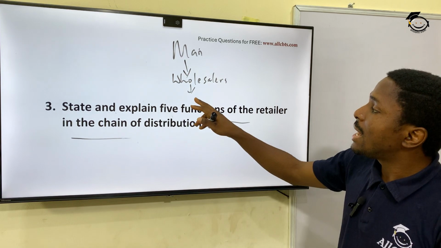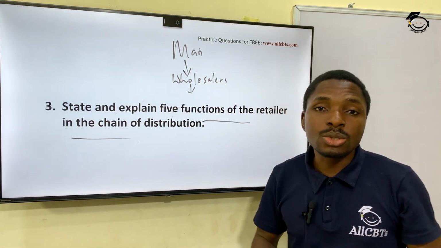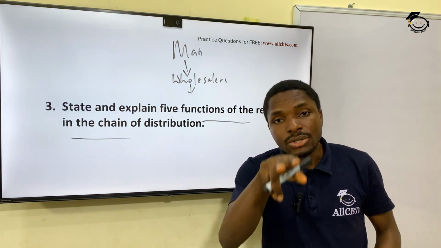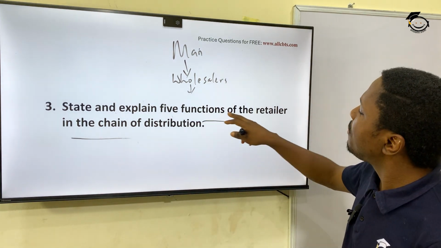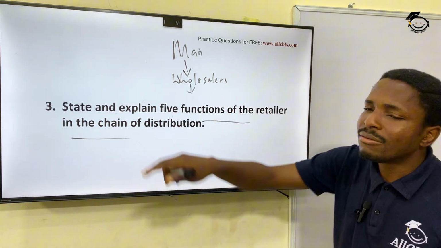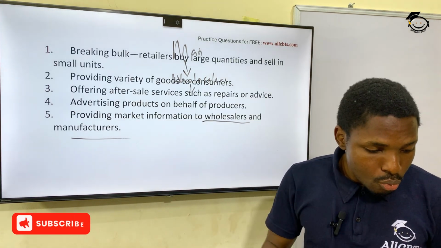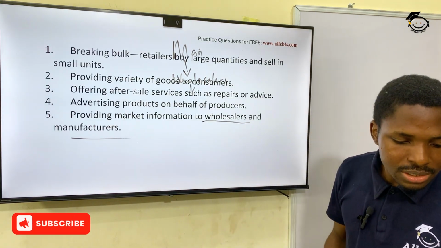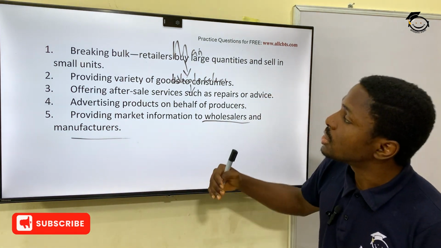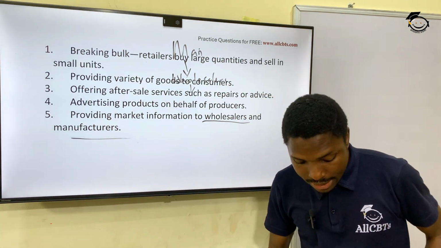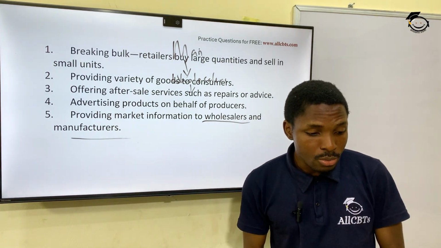And then the last, after the retailers, will now be the consumers. That's you using the product. So what are the functions of the retailers? Third level in the chain of distribution. One, they buy large quantity and sell in small units. So they buy large quantity from the wholesalers and then they retail in small units.